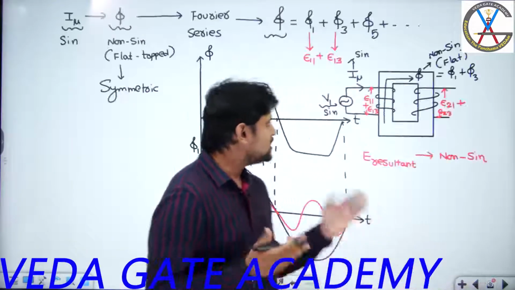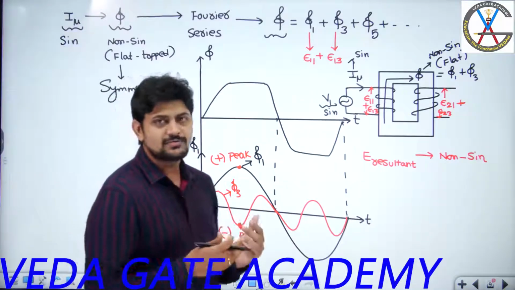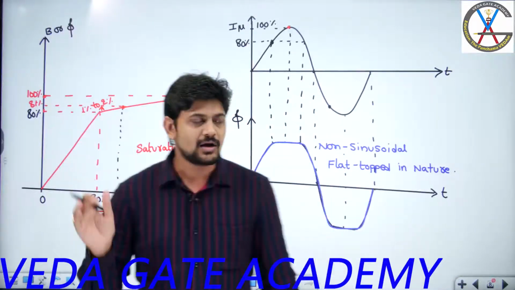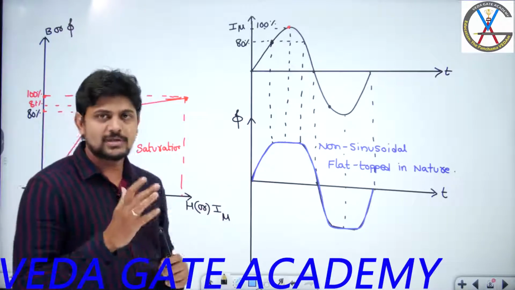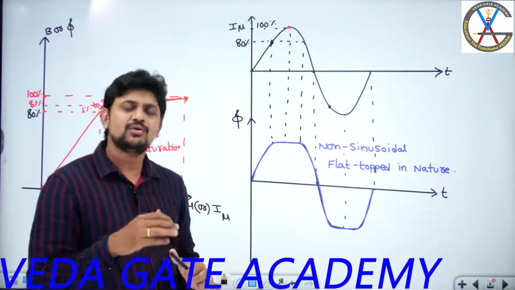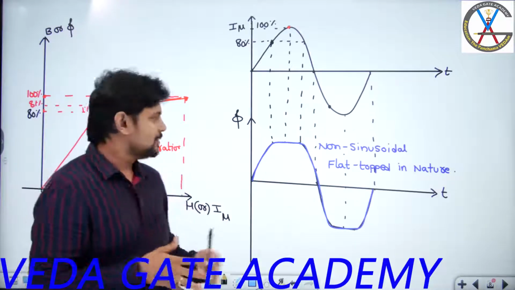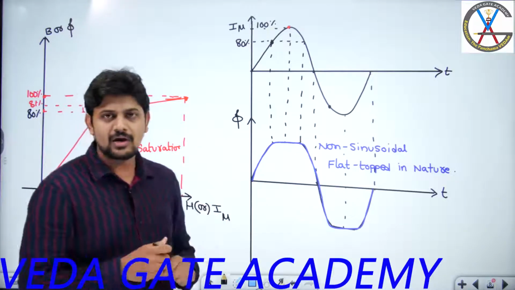Once you understand all these points, it is very easy for us to see how these harmonic contents will affect the performance of the transformer. Will it affect, or do I need to take care of any design constraints or operating constraints because of the presence of the harmonic contents?